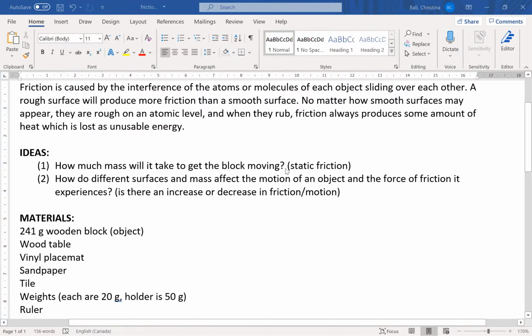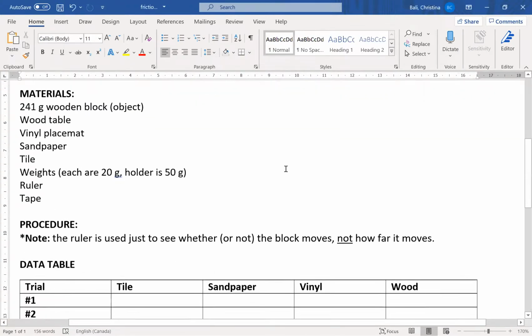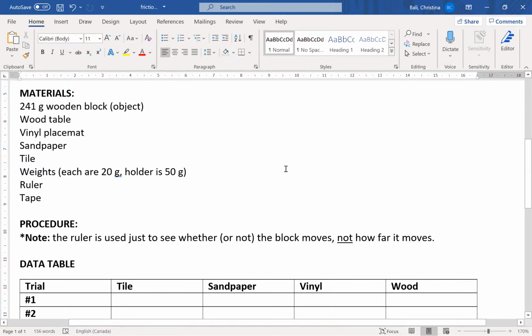Now my object is the wooden block, as I mentioned. So I wrote down a list of some of the materials I needed, or I thought I would need. So the wooden block, I know the mass of it. And then I have my different surfaces, the wood table, the vinyl placemat, sandpaper, and tile. I had my weights. Each weight is 20 grams. The holder is 50, and they're all labeled. And then the rulers and some tape just to secure the placemat and the sandpaper.